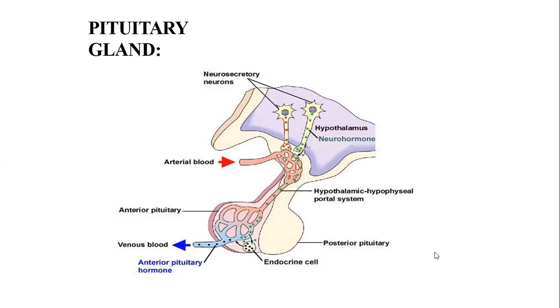Here you can see this is the anterior lobe, adenohypophysis, and this is the posterior lobe, neurohypophysis. And remember, the anterior lobe is connected with the hypothalamus by a direct blood system, which is called the hypothalamo-hypophyseal portal system.